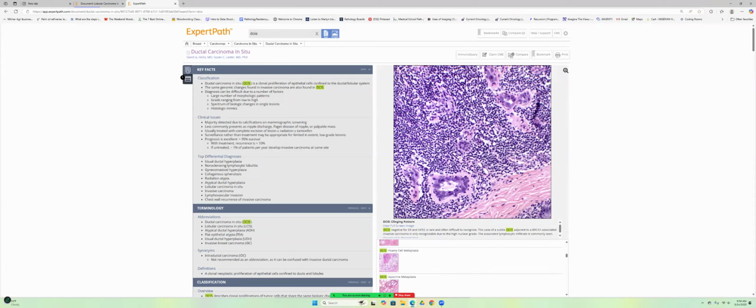It's not what we saw last time. What did they write about the clinging pattern now? They say DCIS negative for ER and HER2 is rare and often difficult to recognize. This case of a subtle DCIS adjacent to a BRCA1 associated invasive cancer is only recognizable due to high nuclear grade. The associated lymphocytic infiltrate is commonly seen.